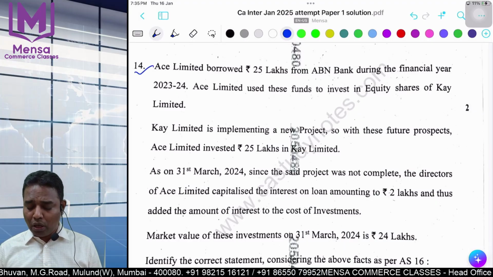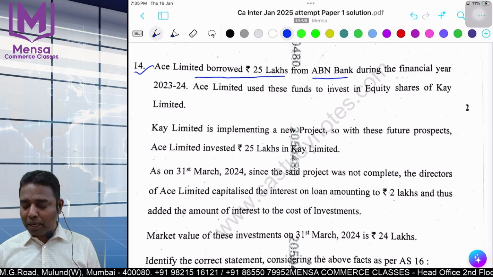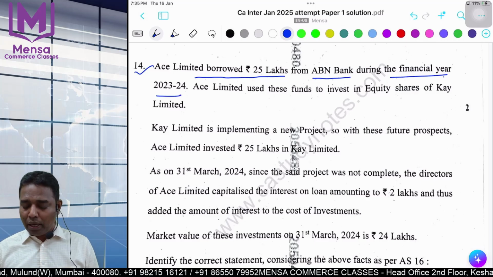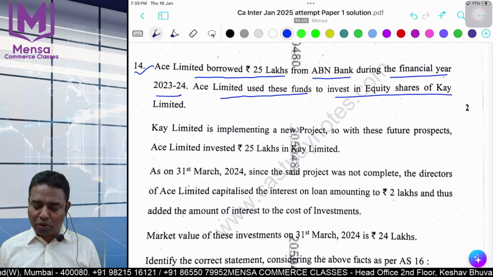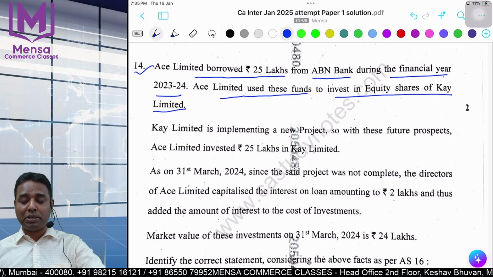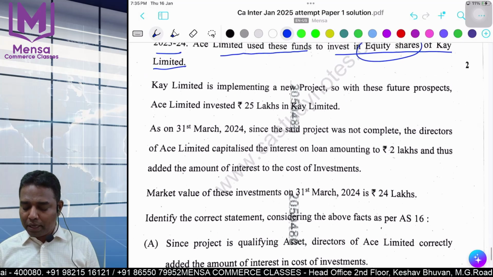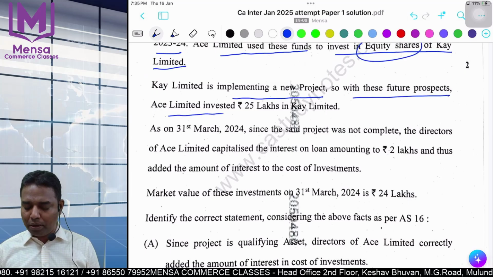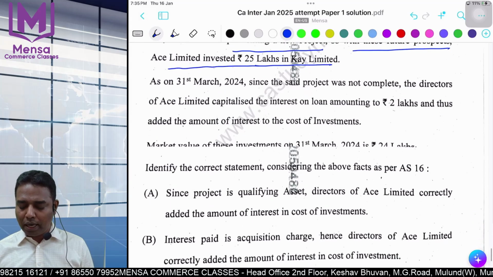Question number 14. ACE Limited borrowed 25 lakhs from ABN Bank during the financial year 23-24. ACE Limited used these funds to invest in equity shares of K Limited. So you're taking a loan and purchasing equity shares. What are they saying? K Limited is implementing a new project. So with these future prospects, ACE Limited invested 25 lakhs in K Limited.